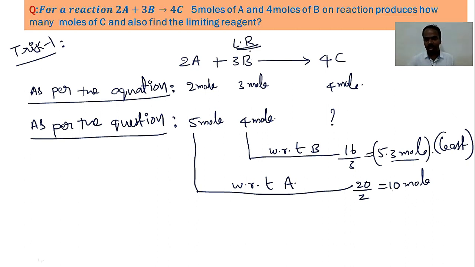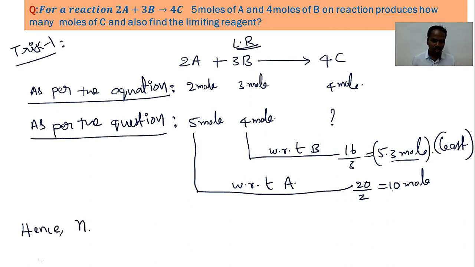With respect to the limiting reagent only, we have to calculate the number of moles of product, not A. Only with respect to B do we need to find the number of moles of C, because it decides the number of moles of product formed. So 3 moles of B can produce 4 moles of C. Then 4 moles of B can produce how many moles of C? That is 5.3 moles.